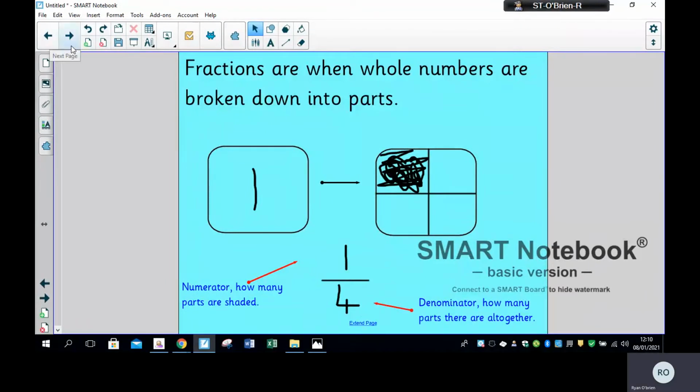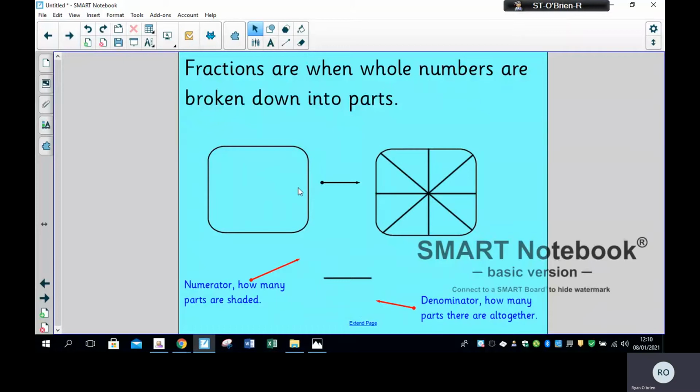So I'm going to move on to another example. Now you can see here that the whole cake has been separated into a different number of parts now. I wonder if you can see how many parts there are there. 1 part, 2 parts, 3 parts, 4 parts, 5 parts, 6 parts, 7 parts, 8 parts. So there's 8 parts there. So my denominator is telling me there are 8 parts.